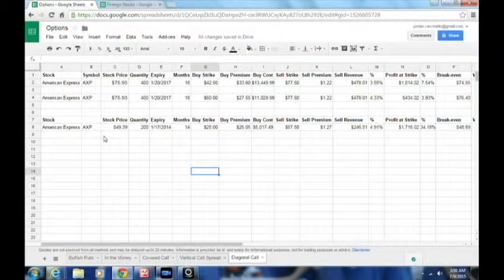And I've done this strategy many times. It's proved to be profitable about 80% of the time. And one of the best situations I had was with American Express. I had a 14-month contract with a buy strike of 25, so I put down a little over $5,000.